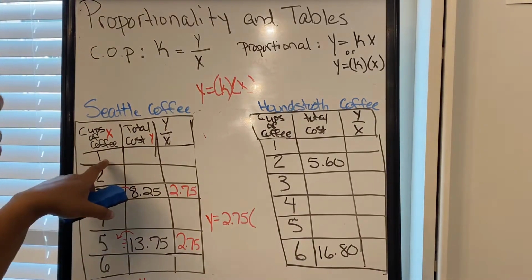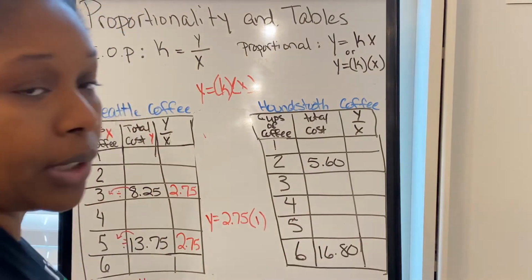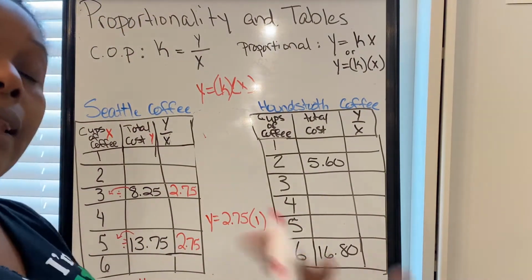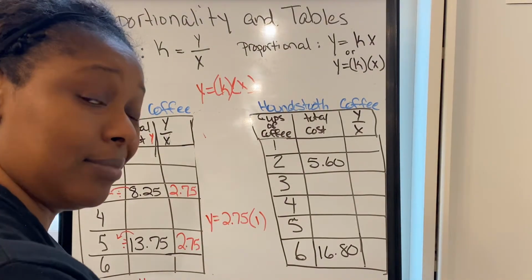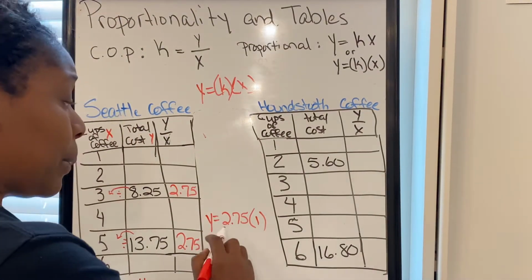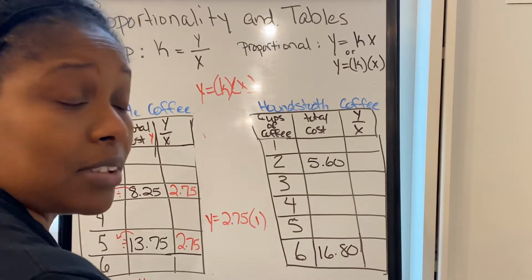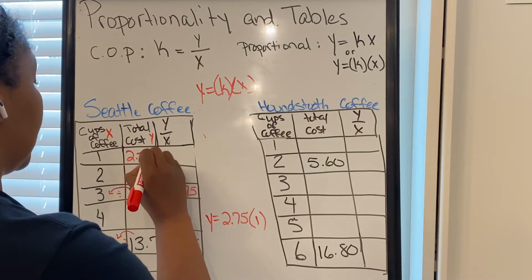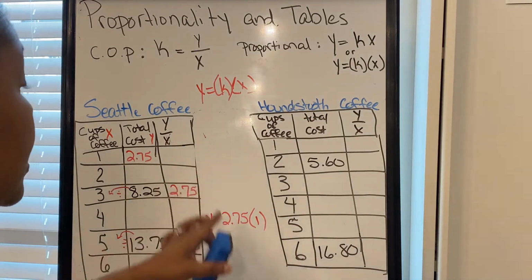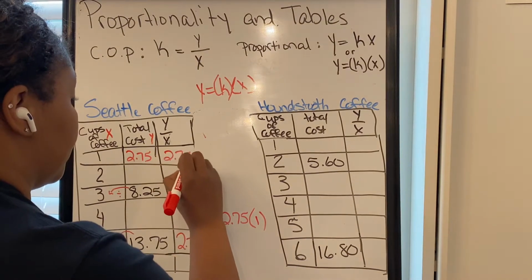$2.75 times how much? How many cups of coffee? One. 1 cup of coffee. Well, anything times 1 is itself, right? So do I need to do any math here? Not necessarily, because $2.75 times 1 is $2.75. It doesn't go anywhere. It's the same thing. So I'm going to put $2.75 here. And I already said that my constant is $2.75, so I'm just going to fill that in too.